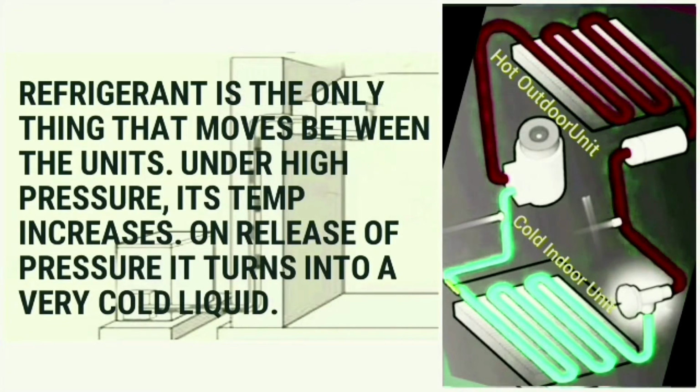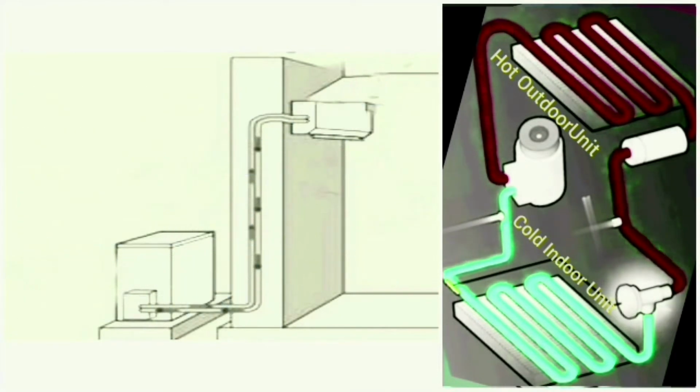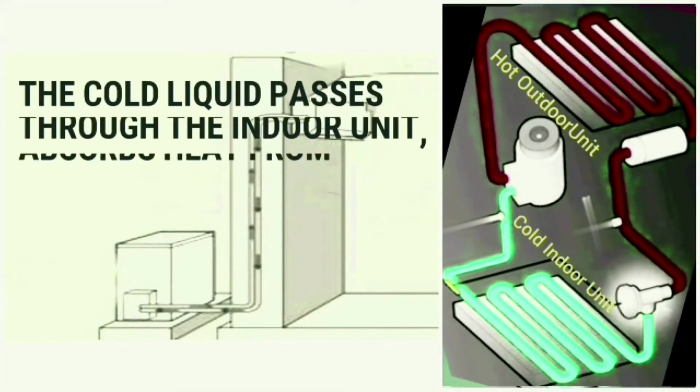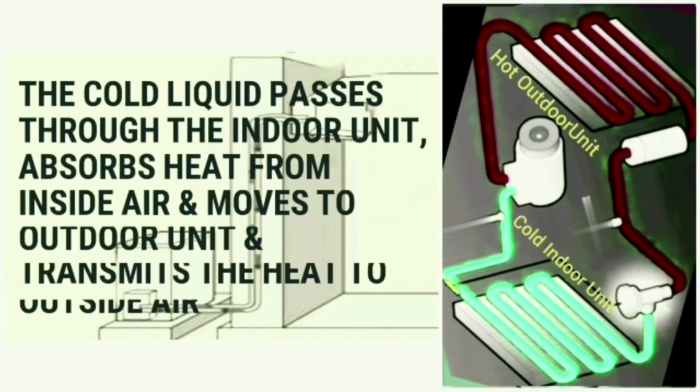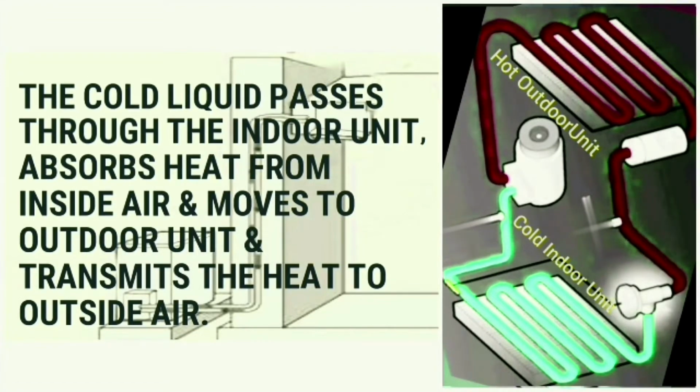Under high pressure, its temperature increases. On release of pressure, it turns into a very cold liquid. The cold liquid passes to the indoor unit, absorbs heat from inside air and moves to outdoor unit and transmits the heat to outside air.